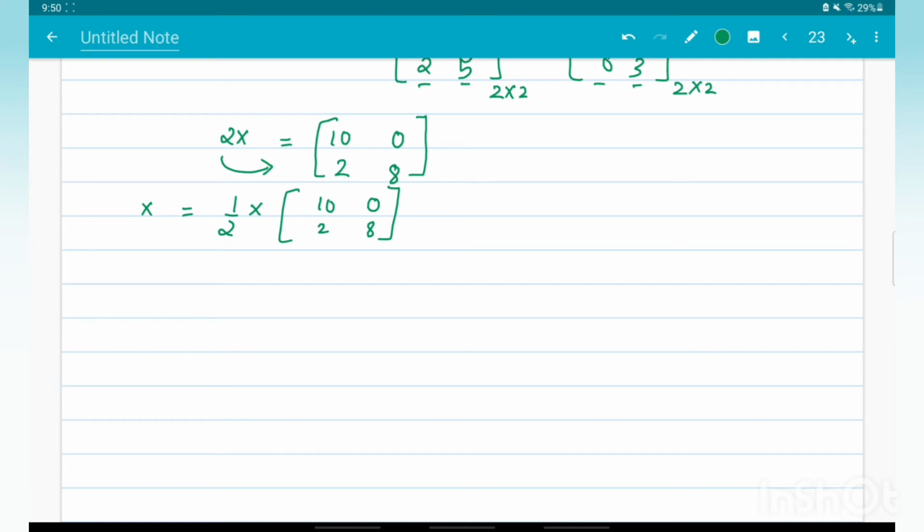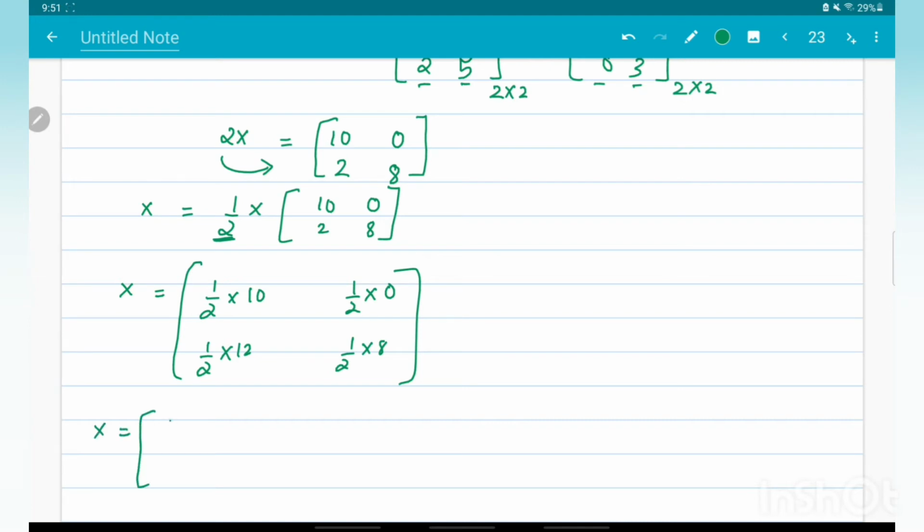Now I have even told you in the scalar matrix that when you multiply a particular constant, suppose here the constant is 1 by 2, if you multiply a constant with a matrix, then that constant will be multiplied with each and every element of that matrix. So what I'm going to do is multiply this 1 by 2 with all the elements of that matrix. So when I do 1 by 2 into 10, then 1 by 2 into 0, 1 by 2 into 2, and 1 by 2 into 8. Now you need not write all these steps, I'm just showing you so that you don't have any doubt in any of the steps. Okay, so when I do this, I get the answer as 5, 0, 1, 4.